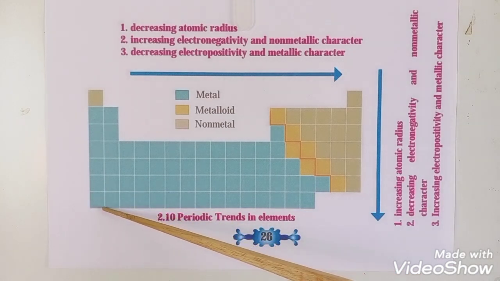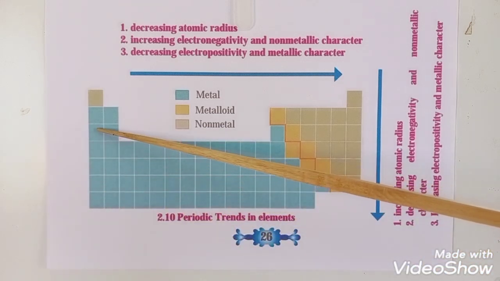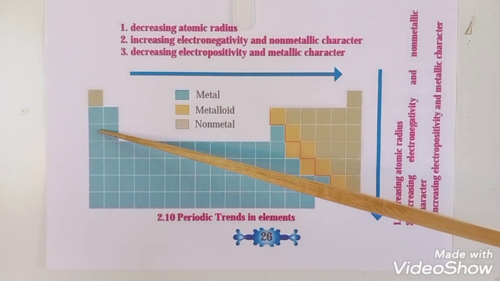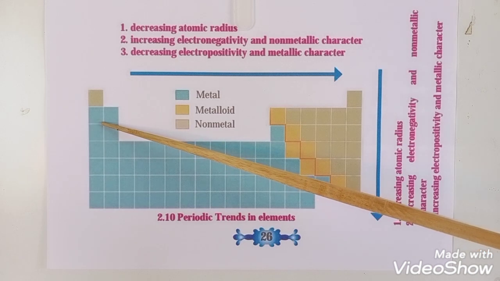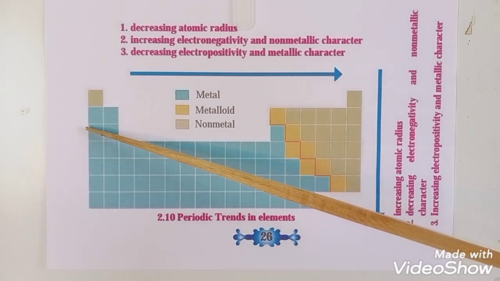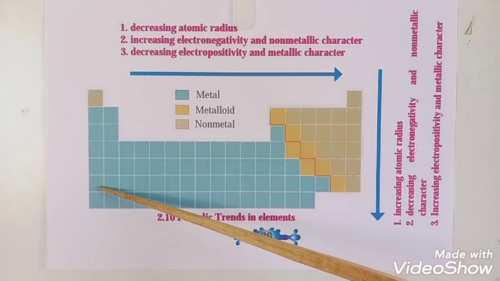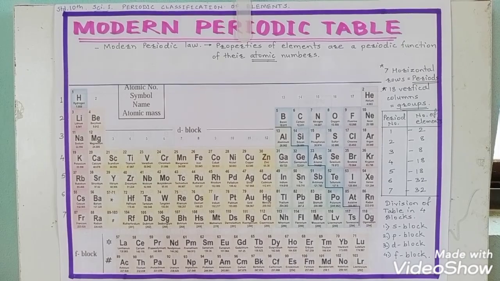As the atomic radius goes on increasing, the distance goes on increasing, and therefore the element can donate electrons more easily as compared with the previous element. Therefore, the metallic character goes on increasing from top to bottom.